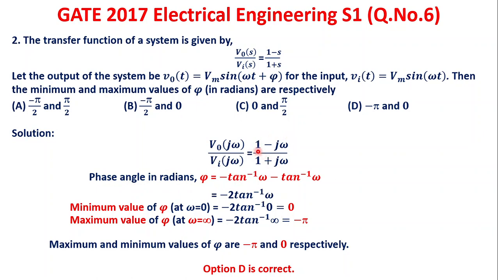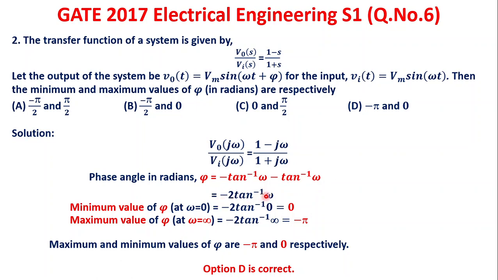1 minus j omega means the point is in the fourth quadrant. Real part positive, imaginary part negative means fourth quadrant. Therefore, we should forget the minus sign, simply calculate tan inverse of omega. Since it is in the fourth quadrant, whatever angle that we calculate is a negative angle. So minus tan inverse of omega. This 1 plus j omega, since it is in the denominator, we have another minus sign, minus tan inverse of omega.